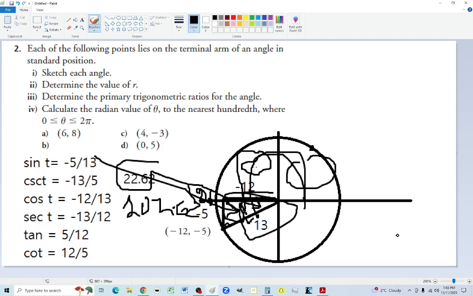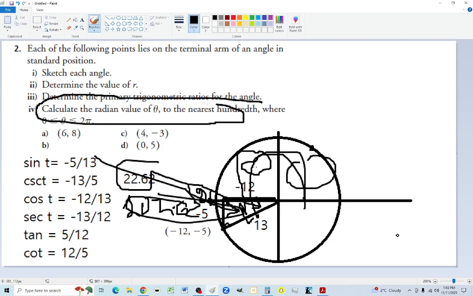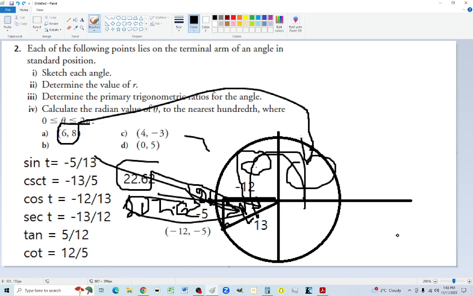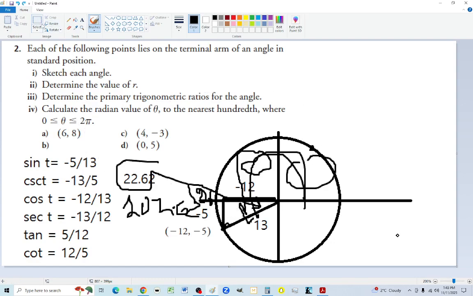But since we're in this quadrant, and I know the acute angle is 22, I have to take 180 and add it. So that is indeed the principal angle, if they are asking the radian value of theta. Depends if they're asking the acute or the principal. So the acute is 22.62, but the principal is 202.62. And since this was in quadrant 1, both the acute and the principal worked out to be the same. Okay, let's keep going.